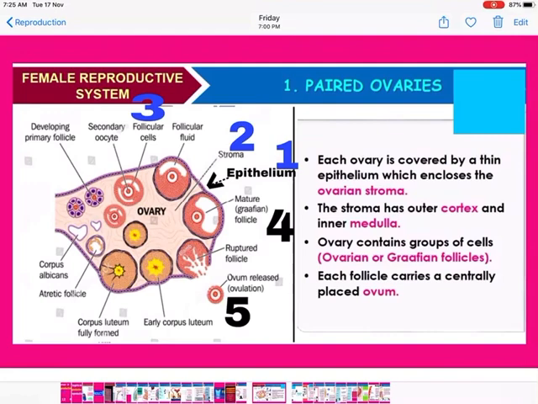Okay. This ovary contain group of cells called ovarian or Graafian follicles. Labeling number 3, see, developing primary follicle, secondary oocytes, then labeling number 4, see, mature or Graafian follicle, and labeling number 5, see, ruptured follicle from where the ovum has already been released, and this is called as ovulation. Each follicle carries a centrally placed ovum.